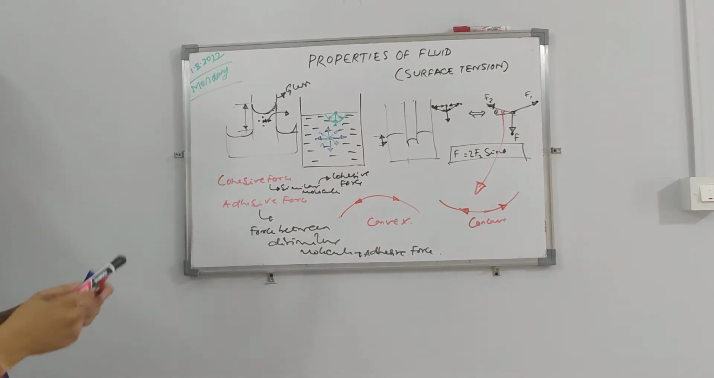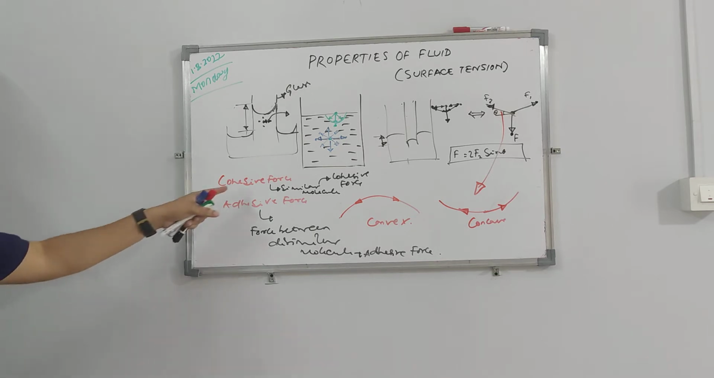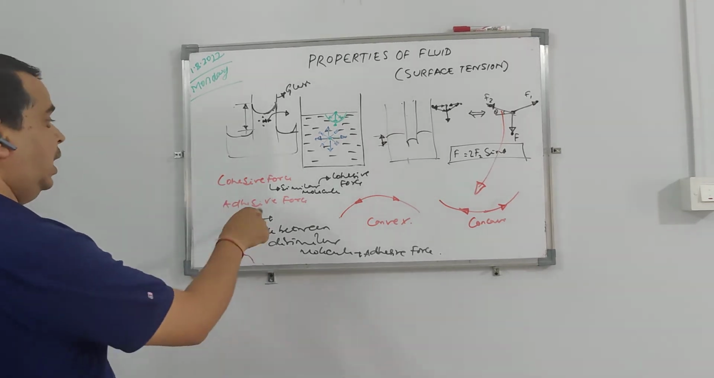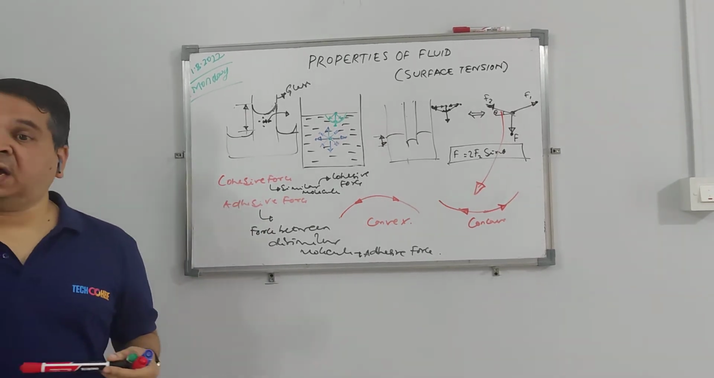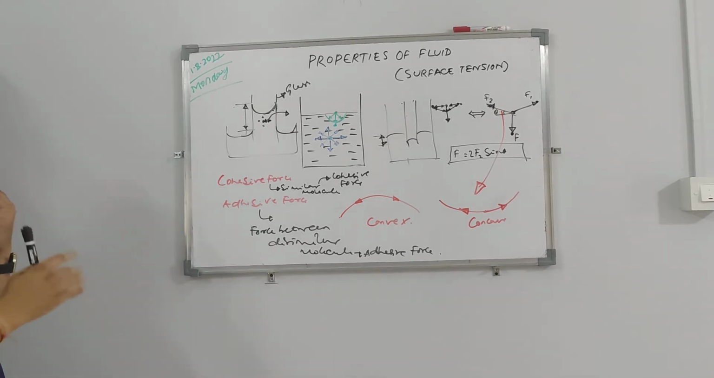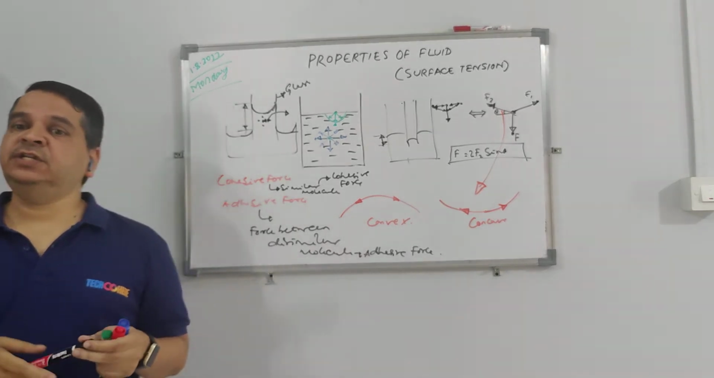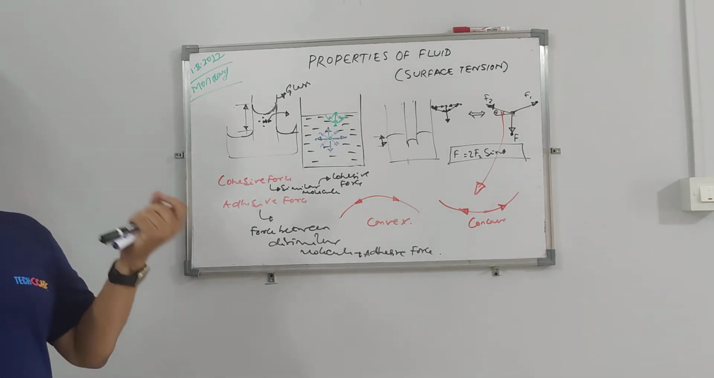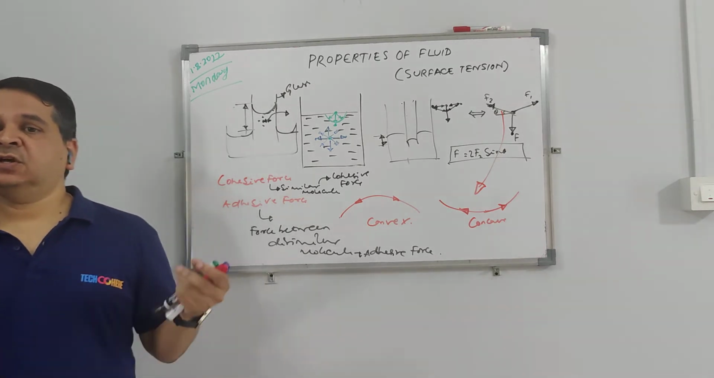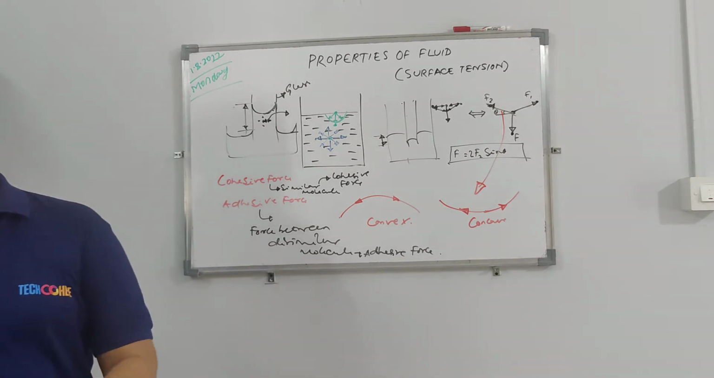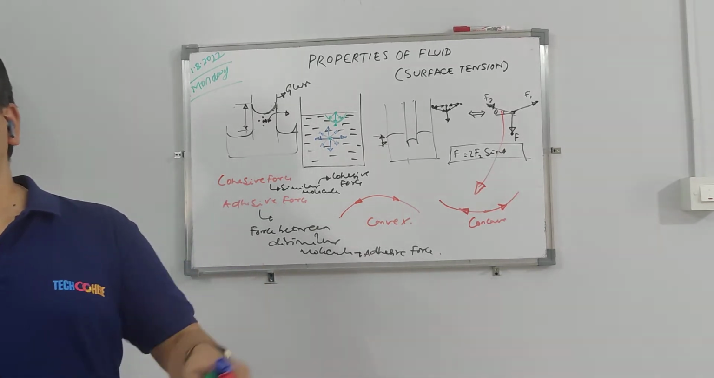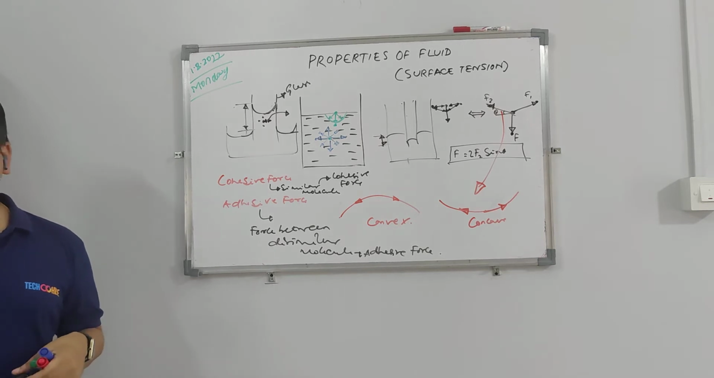So why in case of mercury does it go down? Because in mercury the cohesive force is more, whereas in water the adhesive force is more. And the higher the cohesive force, the higher the surface tension. That's why surface tension is more for mercury and less for water. After all, what is surface tension? Surface tension is nothing but the intermolecular force. That's it. So surface tension is otherwise called the tensile strength of the liquid or fluid.